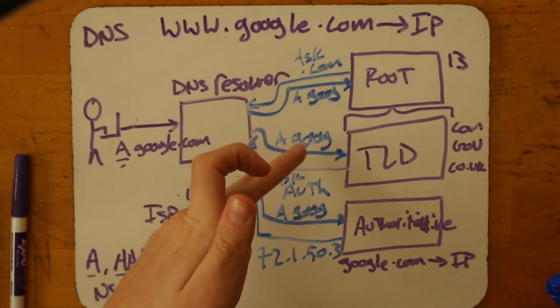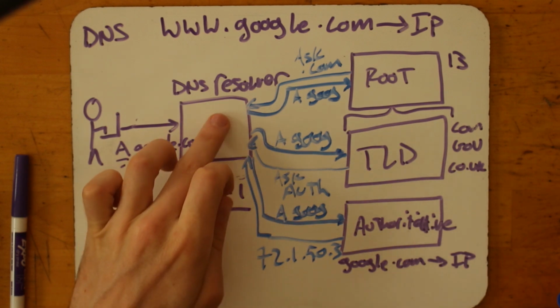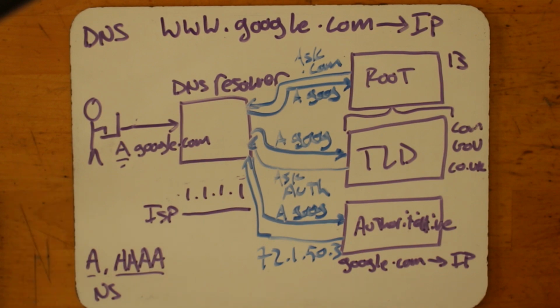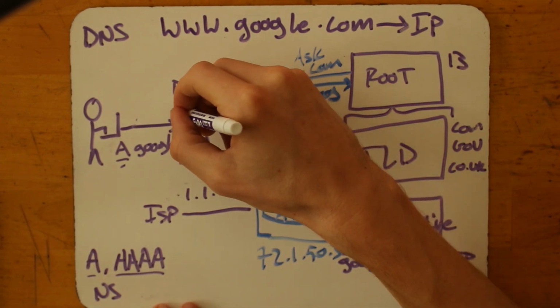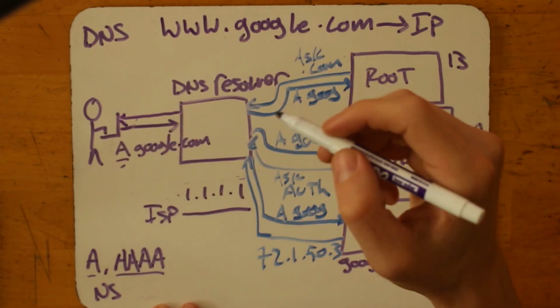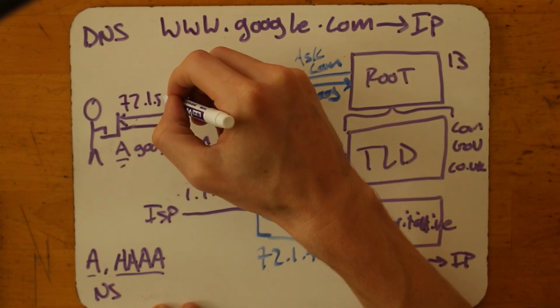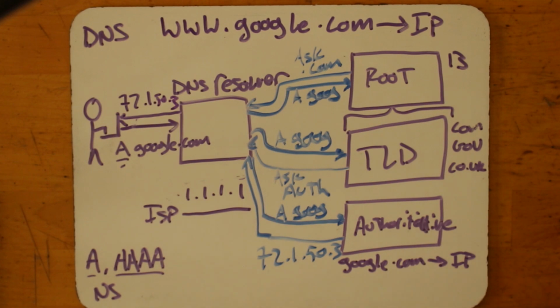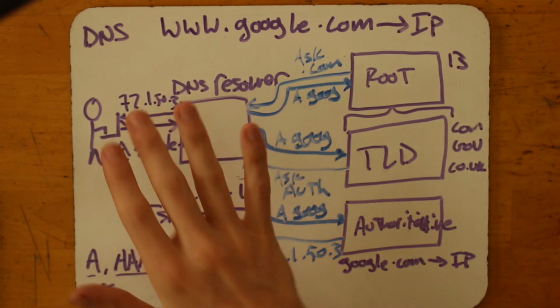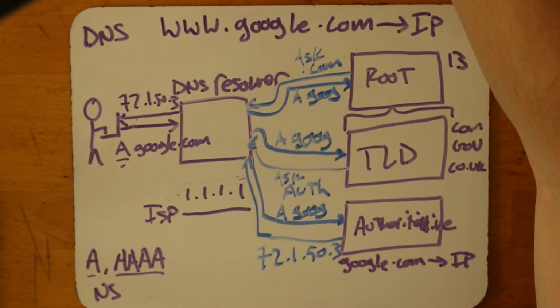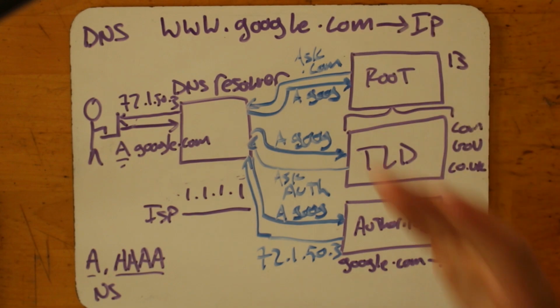Now, after these three requests, finally, our DNS resolver can say, hey, I got the answer to the question that you asked me. You should send a request to 72.1.50.3. Now, we can use this IP address in the next step to actually send a message directly to google.com. Now that we know their IP address, we'll be able to communicate with them.